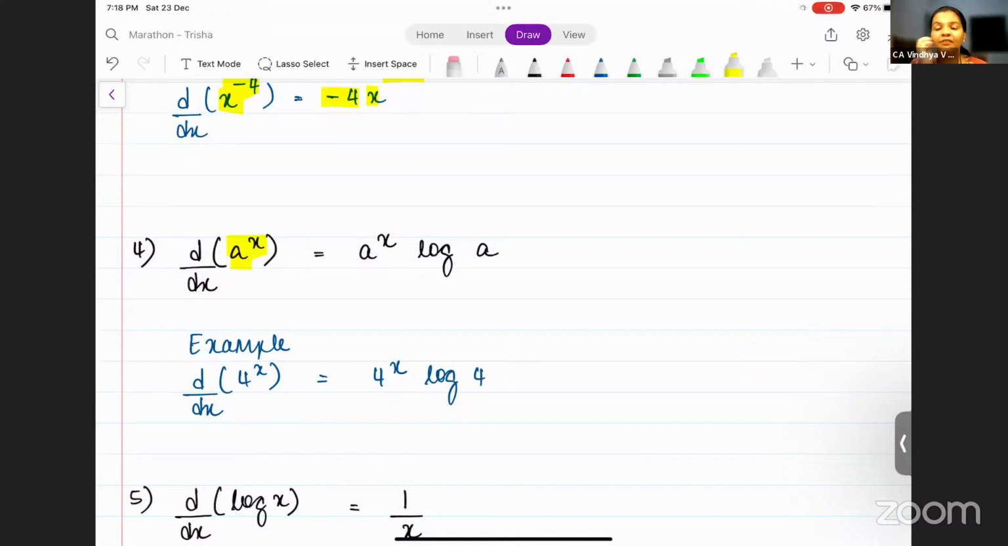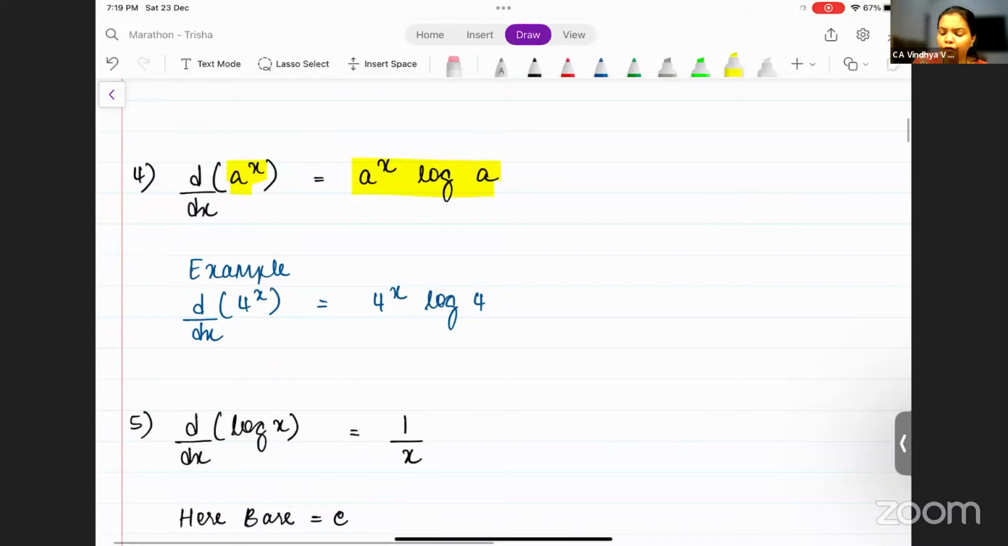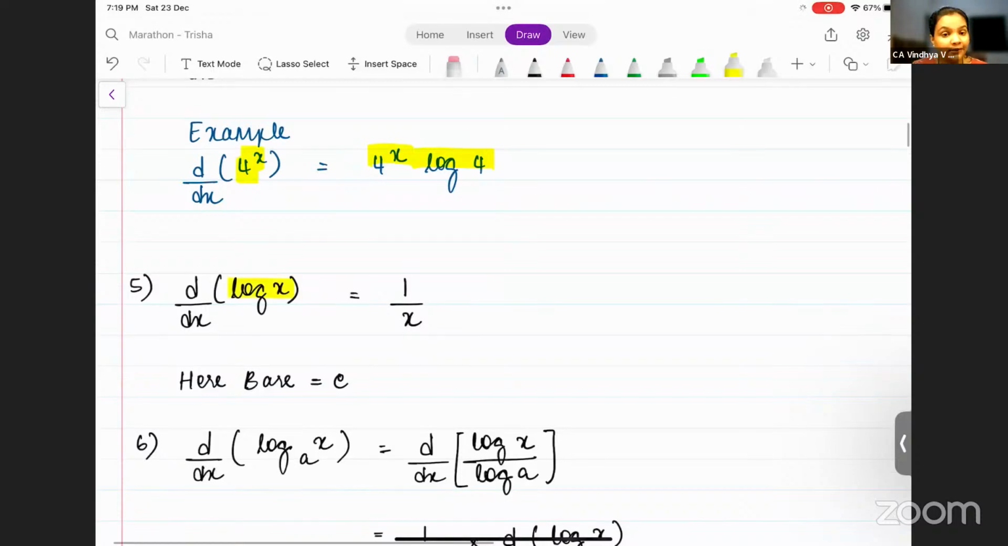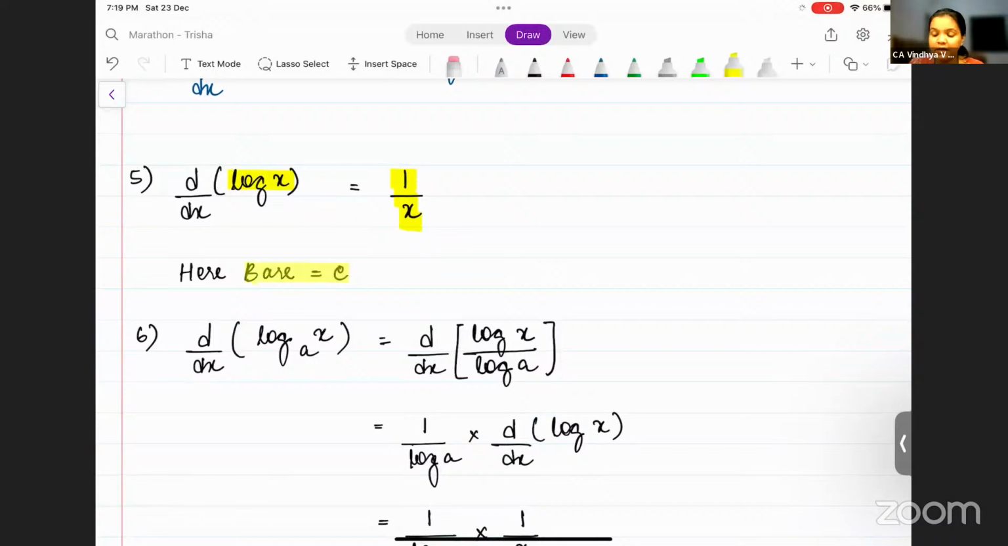Now what is a to the power x? It is a constant to the power variable, where the derivative is a to the power x into log a. So 4 to the power x will be 4 to the power x into log 4. What is the derivative of log x? 1 by x. Okay, but here the base is e.